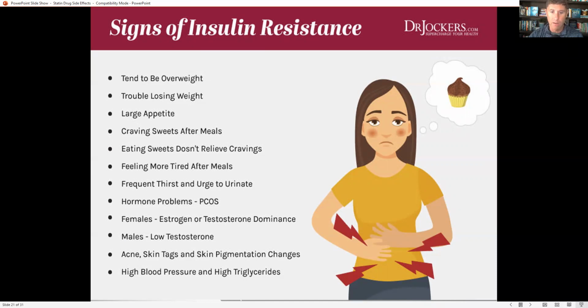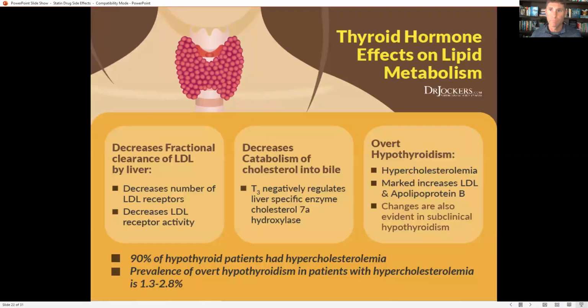That's really common. And then also high blood pressure and high triglycerides are associated with insulin resistance as well. So again, going back to thyroid, we know thyroid hormone affects lipid metabolism. So when we have hypothyroidism, it decreases the fractional clearance of LDL by the liver. So it decreases the number of LDL receptors and LDL receptor activity. It also decreases the catabolism of cholesterol into bile.